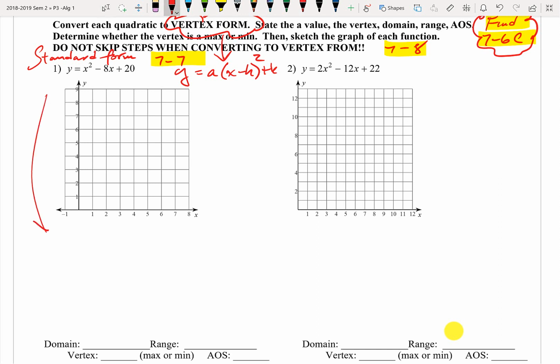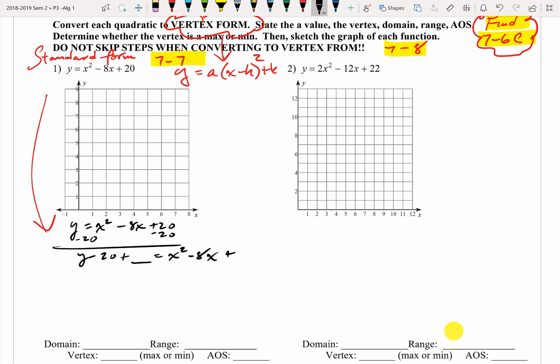All right, so let's get started. Let's take it down here and let's work on this. Let's use the completing the square technique. So y equals x squared minus 8x plus 20. First thing I've got to do is get this constant on the left hand side. So y minus 20 plus blank is equal to x squared minus 8x plus blank. I'm going to leave room to complete the square here.